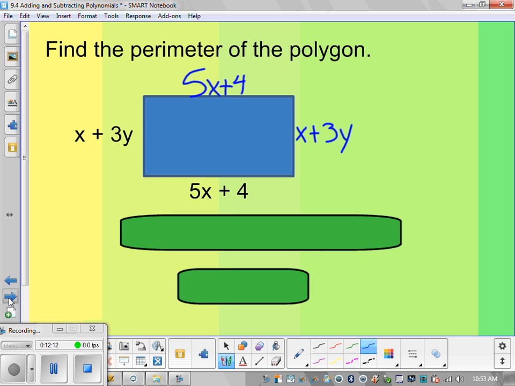So go ahead, pause the video, write out the statement that you're going to add all four of those lengths and heights together, and then combine your like terms. When you're ready, unpause the video and see if you made it to the right answer.